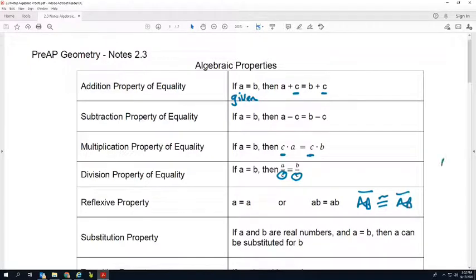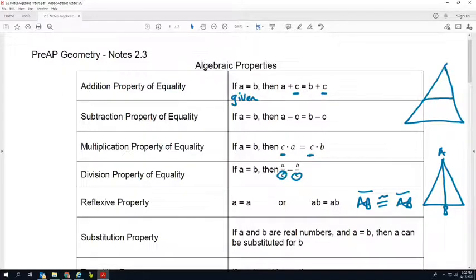A picture of that might be like this, where we have a triangle and we have a segment AB right here. That segment's congruent to itself. So that might be a way we might apply it in geometry. Or let's say you have a triangle like this, and this angle A right here, it's the same angle for this triangle as it is for this triangle. So we would say angle A equals angle A, something like that. And we'll talk about those more later as we get into proofs.